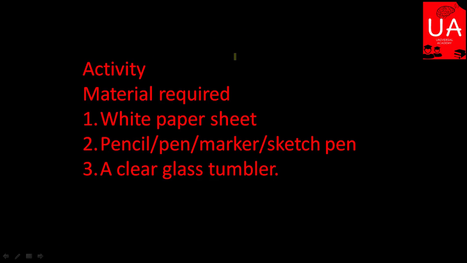It's a simple activity that you can perform easily right now. The material required for the activity is a white sheet of paper, a pencil or a pen or a marker or a sketch pen, anything would work, and a clear glass tumbler. What you need to do now is draw two arrows using your sketch pen or marker facing two different directions, one to the left and another to the right.